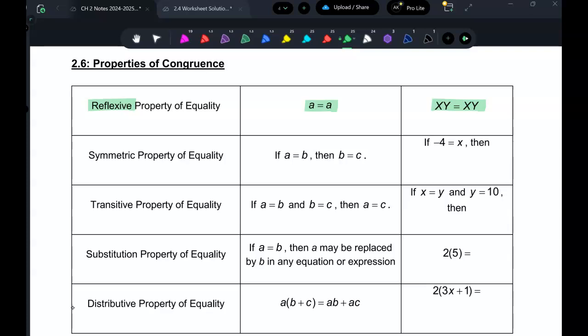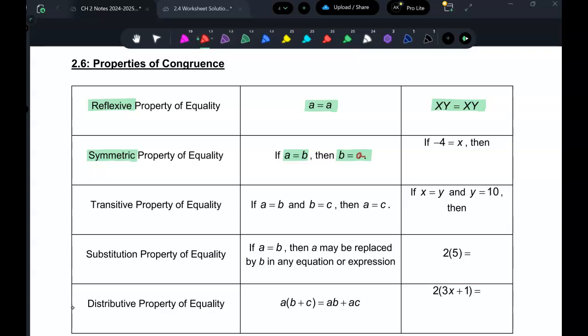Okay. Next one, symmetric. We've heard of symmetry, right? So what happens with symmetry? Think of a heart, if we flipped it around, it would look identical. Look at this, this is supposed to be an A here. There we go. So it's supposed to say if A equals B, then B equals A.